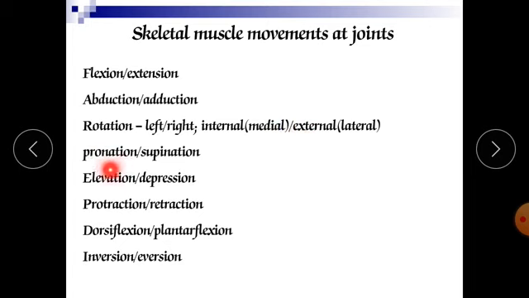Next is pronation and supination. What is pronation? Pronation is when we move something anteriorly. For example, when we move our jaw forward, it is called pronation. And what is supination? It is exactly the opposite. When we move our jaw back to the normal position at the back side, it is called supination.